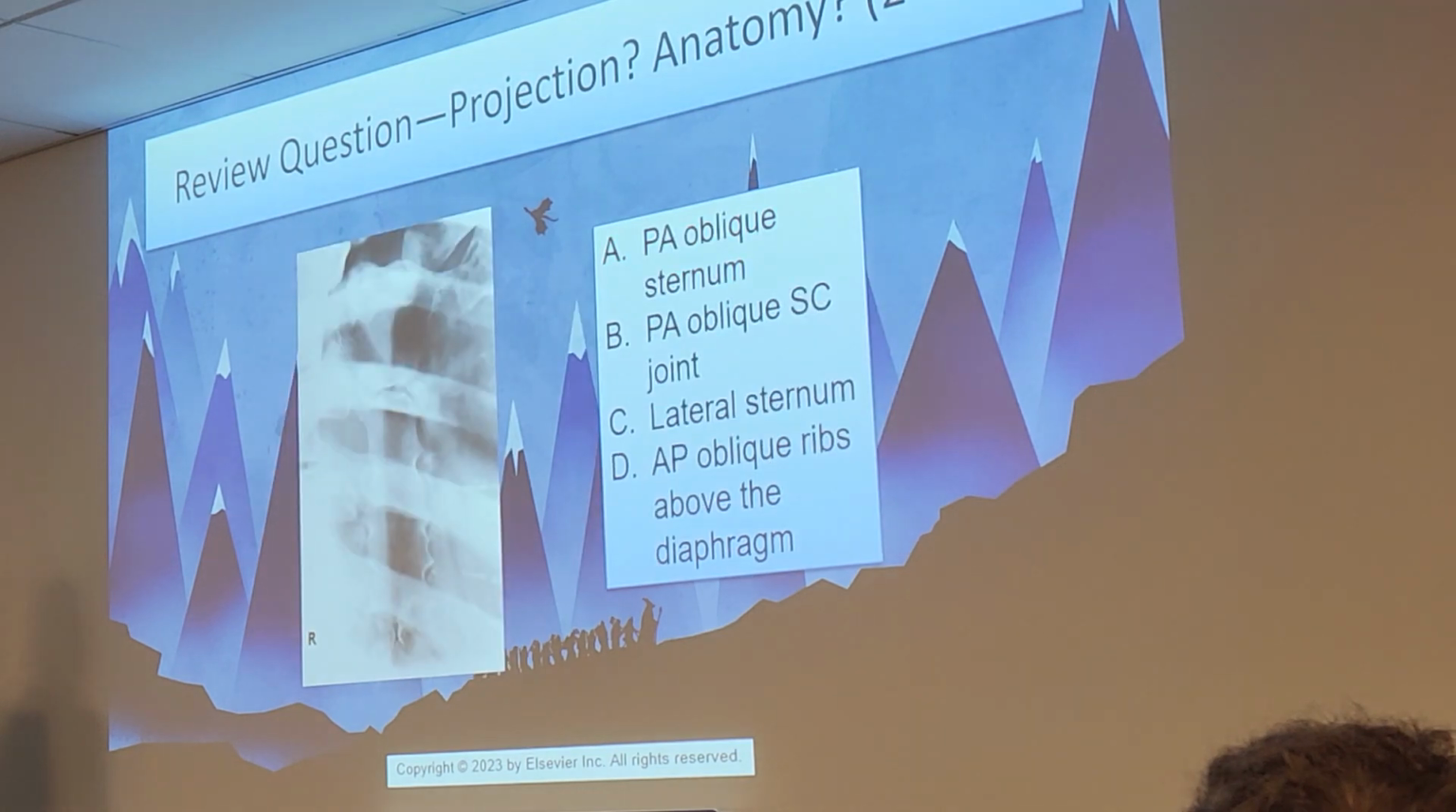I got one coming up. What is that? Sternal RPO? Well, it is a sternum, but you have to be more specific than that. It's not PA, it's not C. That is a PA oblique sternum, but what specific oblique is it, guys? RAO. Do we ever do an LAO? No. We do not.